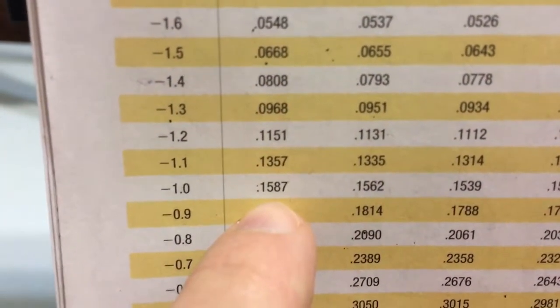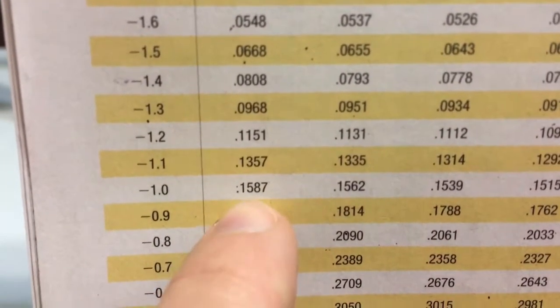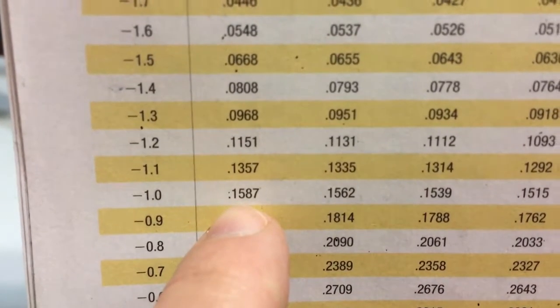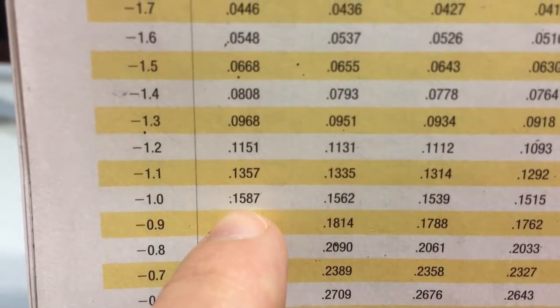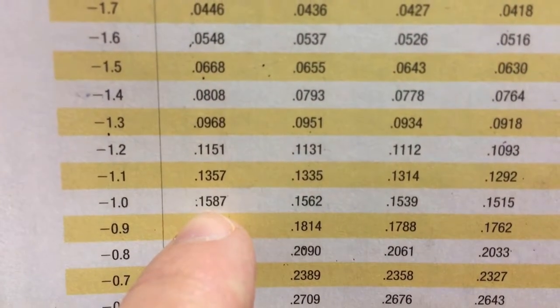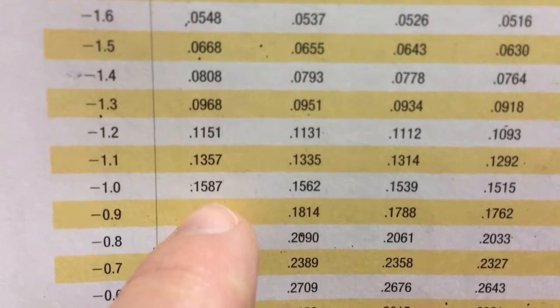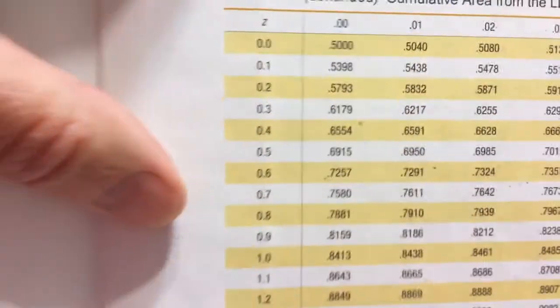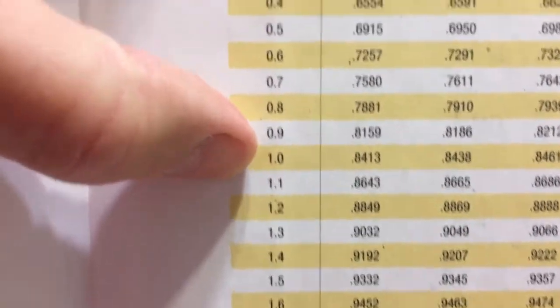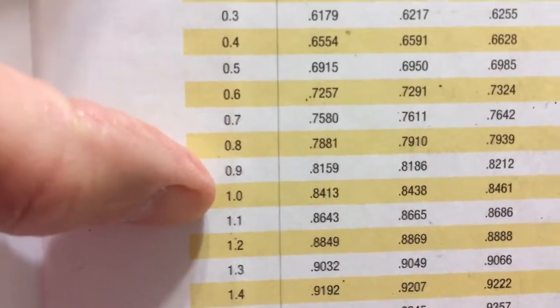I've got 0.1587, which is the area to the left of -1. That means if I went to the right, keep that in mind, 0.1587, and then I come all the way over to the right-hand side and go to 1, and I've got 0.8413, because that's 0.00 right there. I'm following it down.